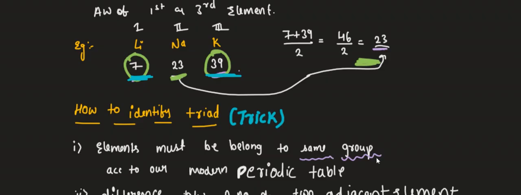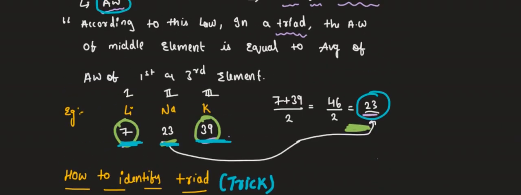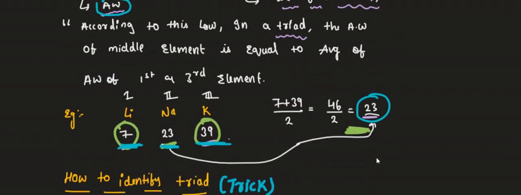That is 7 plus 39. If you take the average of these two atomic weights, how much do you get? 23 you are getting, and the obtained answer is similar to the atomic weight of the middle element. So the law says: in a triad, the atomic weight of the middle element is equal to the average atomic weight of the first and third elements.